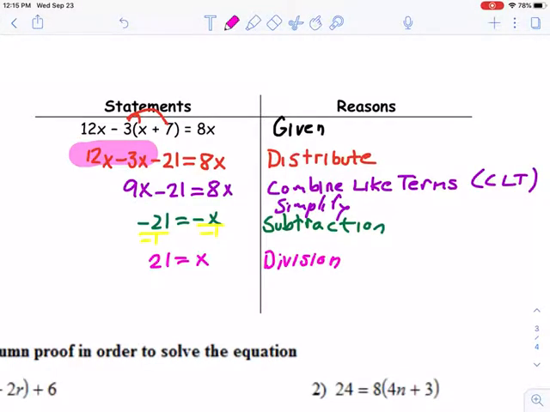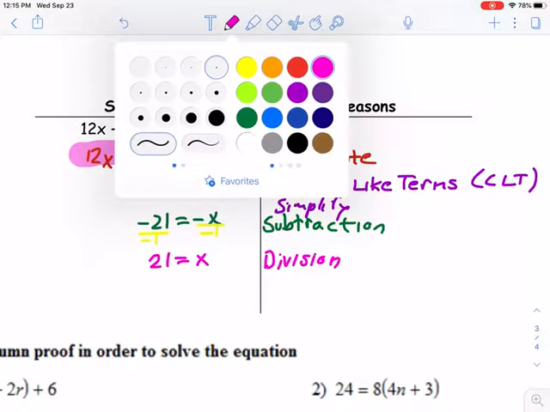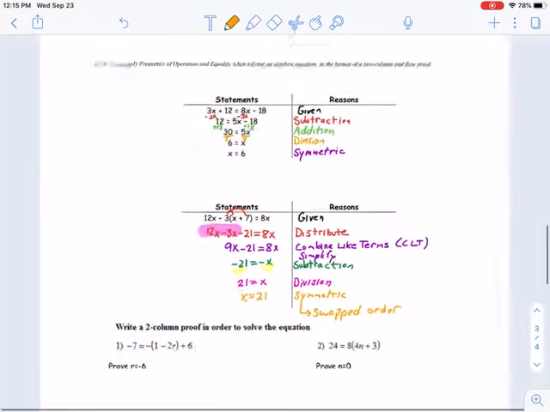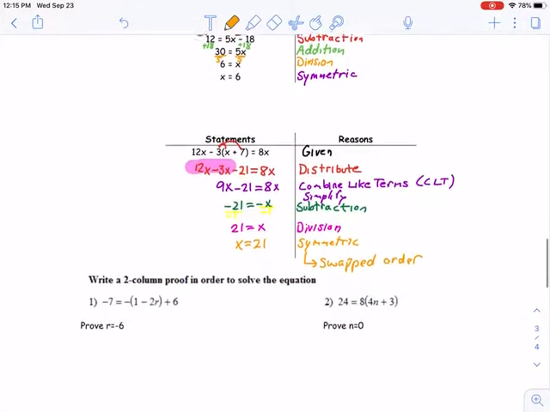And then lastly, what do I got? I'm just going to swap the order, put x on the left-hand side, and it's a symmetric swap. I swapped the order. That was 3 more practice problems.